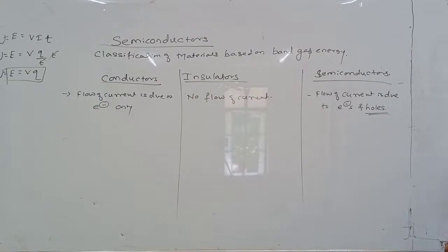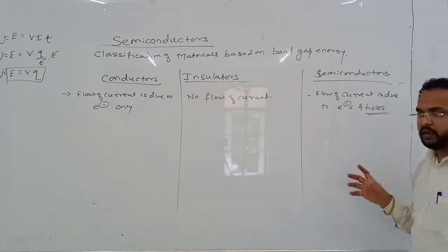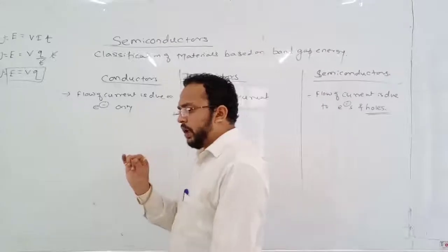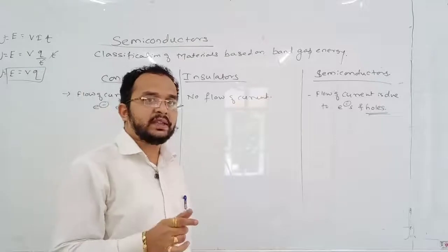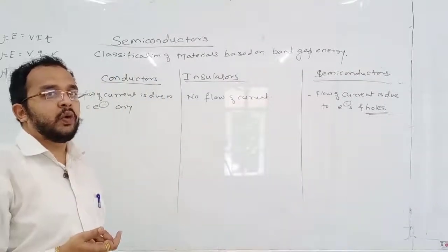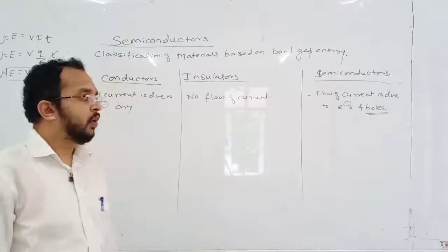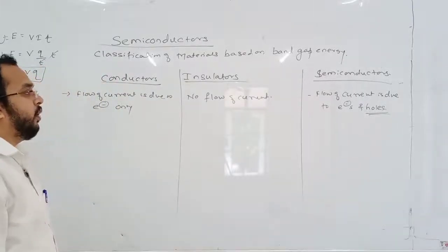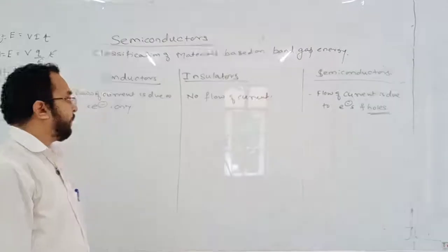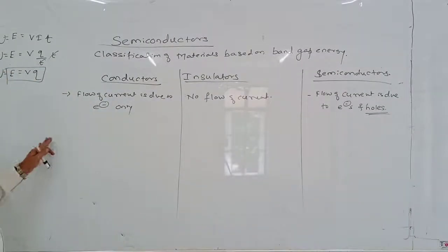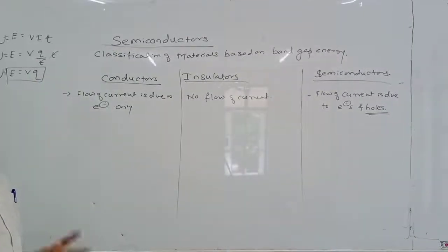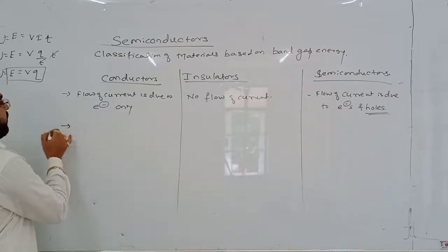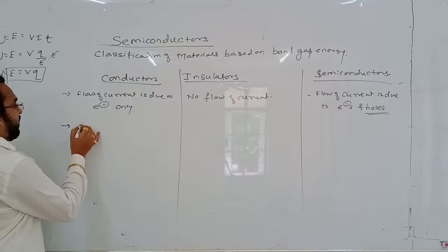What are these holes? What is meant by hole? We'll study. Electron means electron, and if electron is not there, vacancy is there. Vacancy, not valency, vacancy. That vacancy is called hole. Lack of electron is called hole. So we'll see. Now flow of current is due to electrons only. No flow of current. Flow of current is due to electrons and holes, both, in semiconductors.